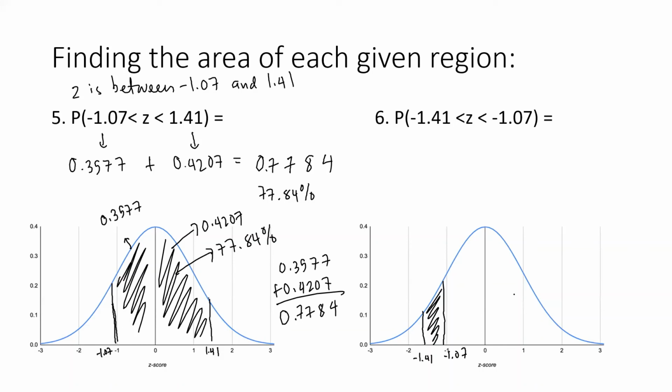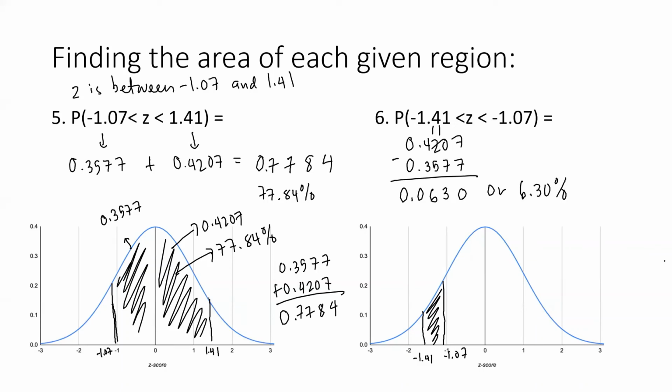In this number 6, the first half has just been partially shaded. So what we are going to do is subtract both areas. We can tell that the area is 0.0630 or 6.30%. This is the area that corresponds to this inequality.